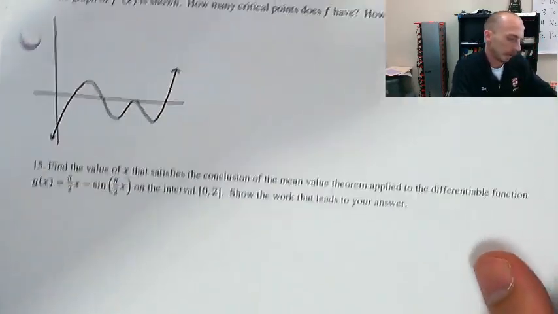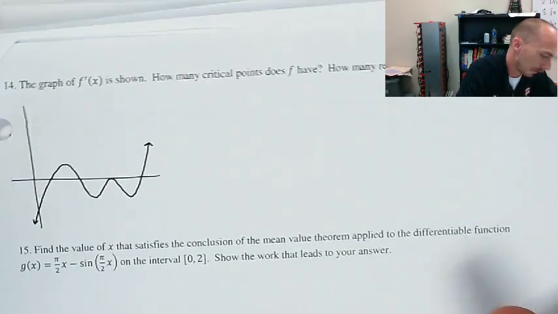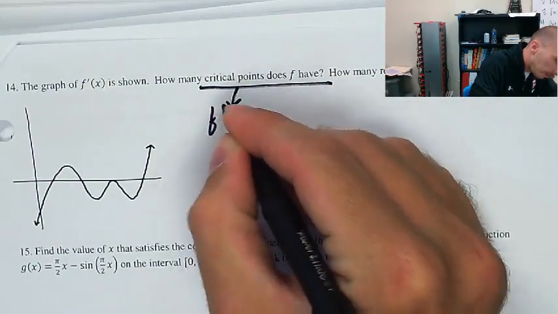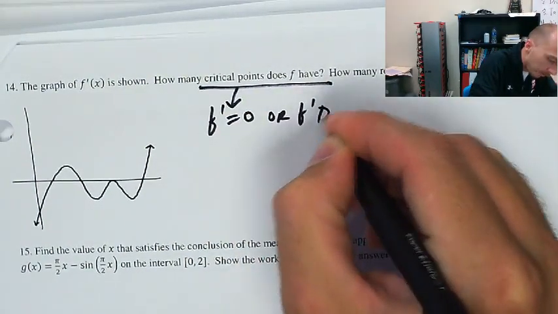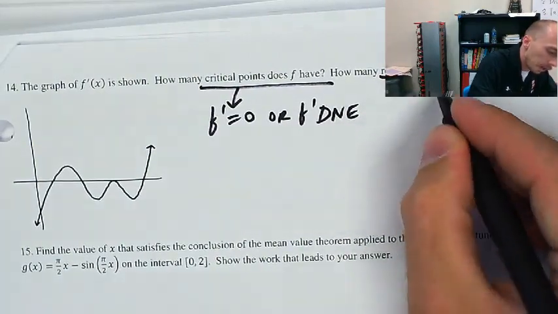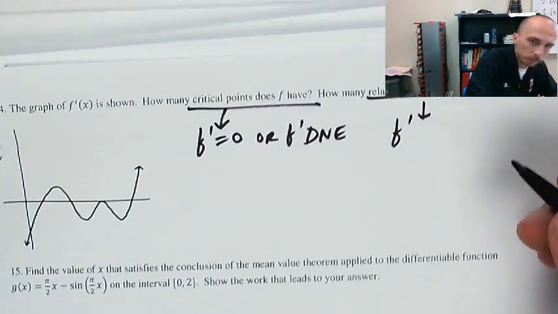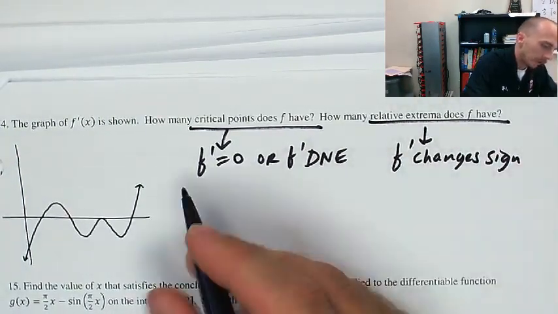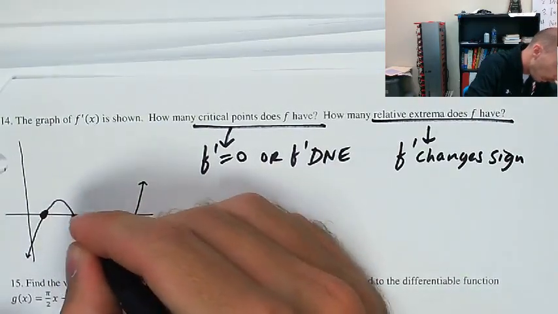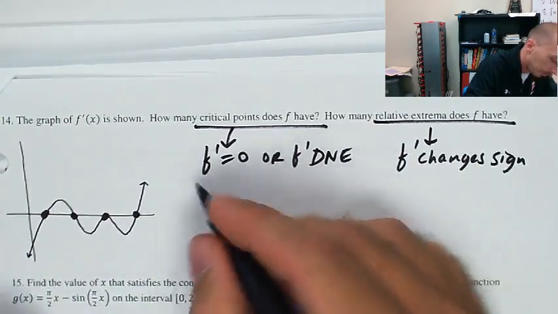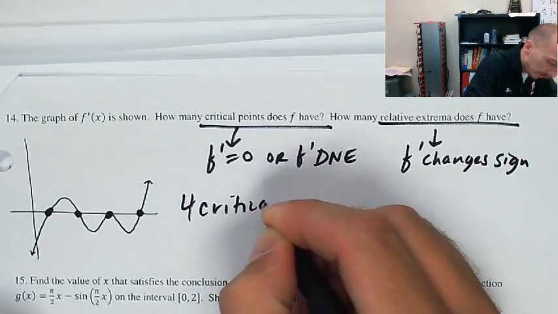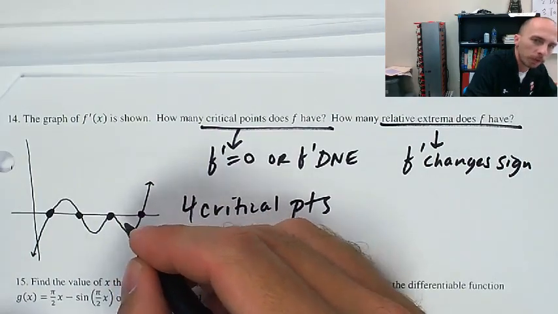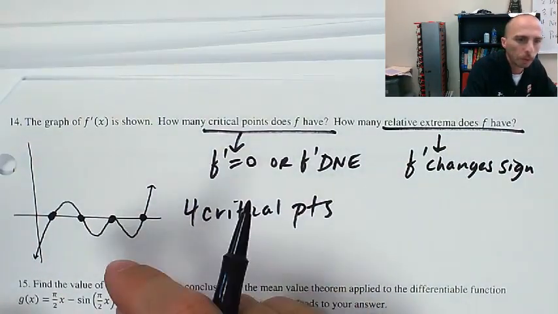All right. The graph of f prime is shown. How many critical points, how many extrema? All right, a critical point is where f prime equals 0 or f prime fails to exist. An extremum is where f prime changes signs. Okay, so f prime equaling 0, that's 1, 2, 3, 4 times. Sign change, this is not a sign change. I went from negative to 0 to negative, so I didn't change my sign. It's just going to be 3.